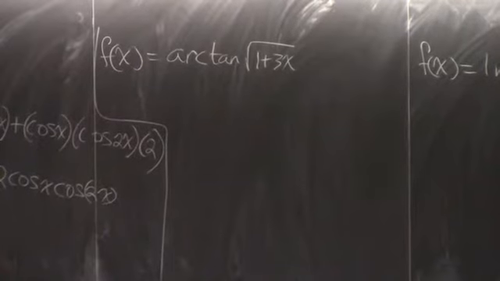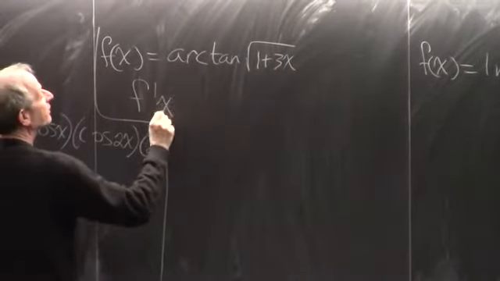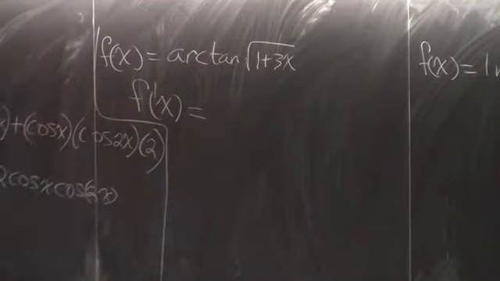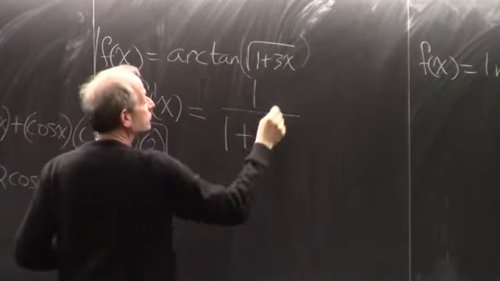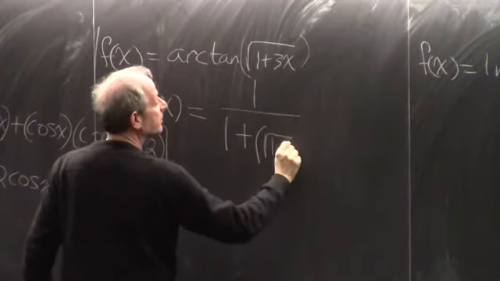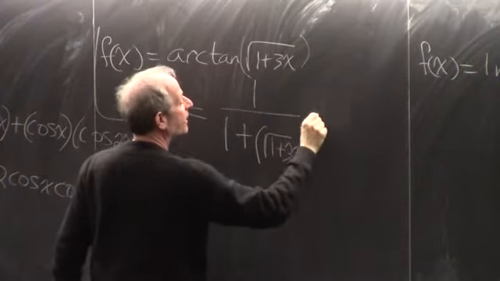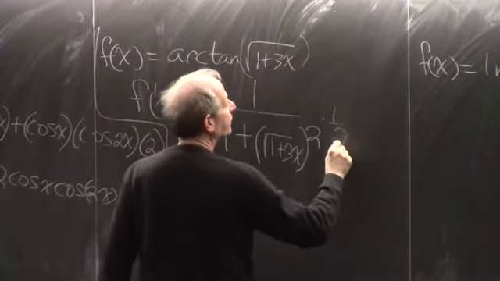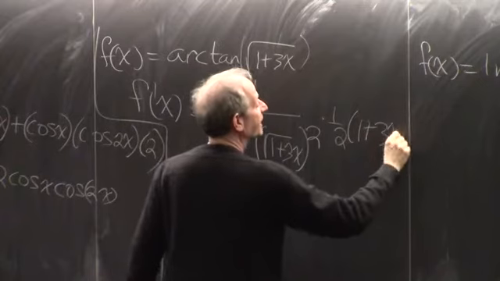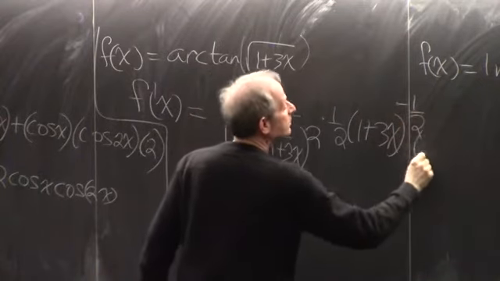All right. Let's take a derivative. So remember, the derivative of arc tangent of x is 1 over 1 plus x squared. So this would be 1 over 1 plus this thing squared, the square root of 1 plus 3x, squared. Times, chain rule, the derivative of the square root of 1 plus 3x, which is 1/2 (1 plus 3x) to the minus a half times 3.